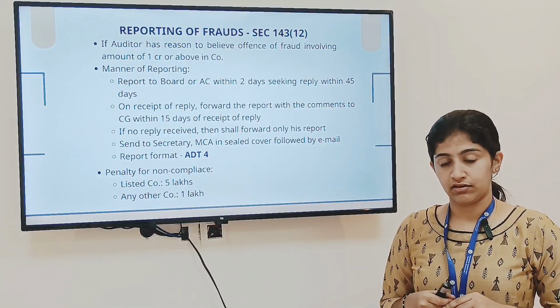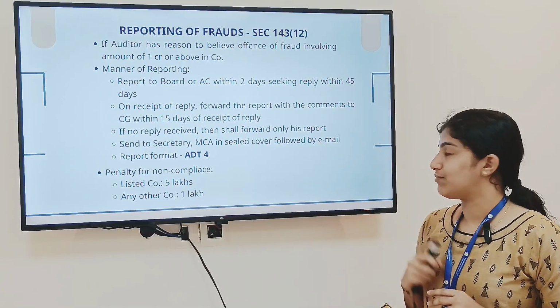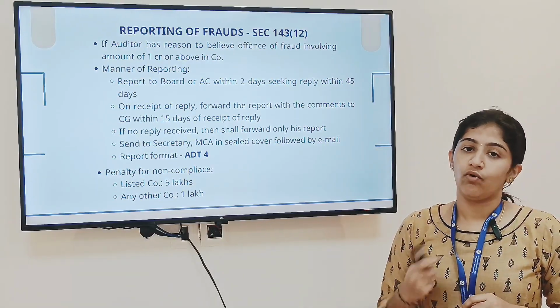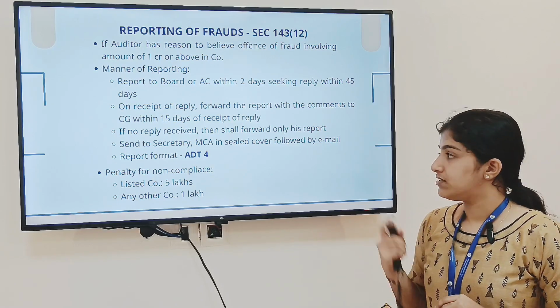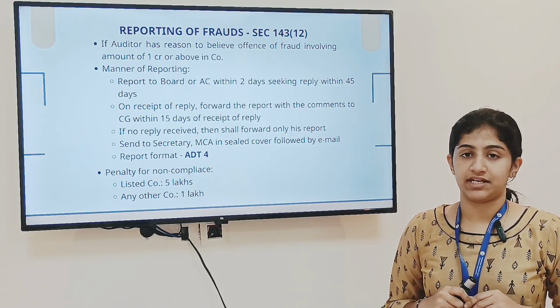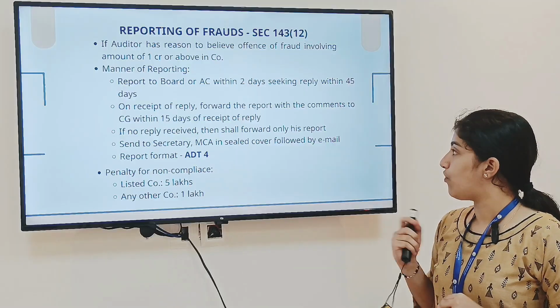If no reply is received, then the same shall be forwarded to the central government only with his report. The reply should be sent to the secretary MCA in a sealed cover followed by an email.